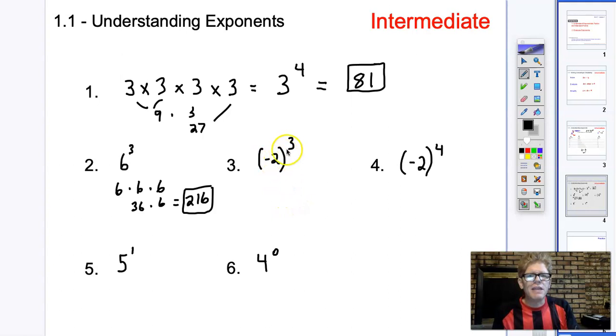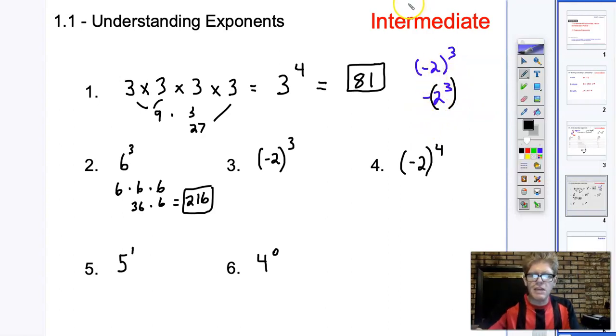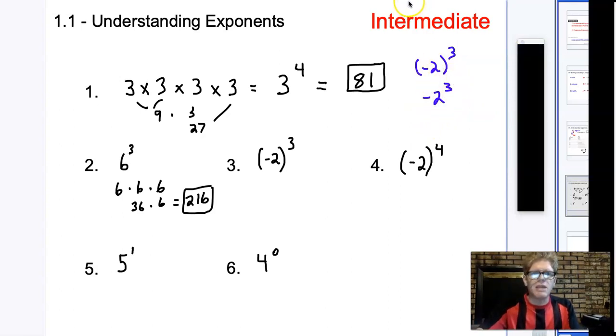So here we have negative 2 to the 3rd power. And at this point, it's really important that I explain to you the difference between negative 2 to the 3rd power and negative 2 to the 3rd power. Now, it sounds the same, doesn't it? Well, this is negative 2, in parentheses, to the 3rd power, but this is the negative of 2 to the 3rd power. We just don't write those parentheses in. Even though they're there, we don't write them in.